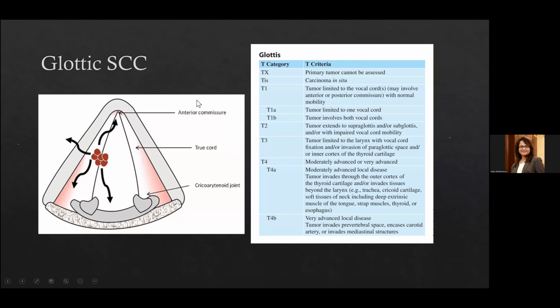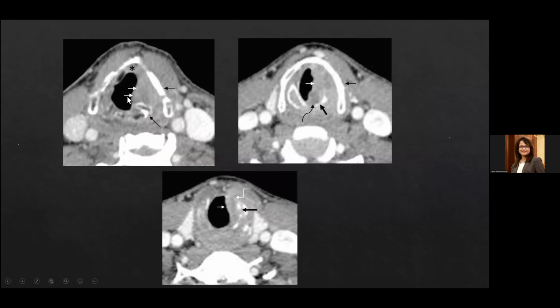So this is a case of glottic CA. We can see this is the level of the thyroid cartilage. This is the arytenoid, so from here the true cord arises. The true cord is involved. The paraglottic space is involved. It goes more inferiorly below the level of the cricoid cartilage to involve the subglottis, and then it goes through the cricothyroid membrane more anteriorly to have an exolaryngeal extension.